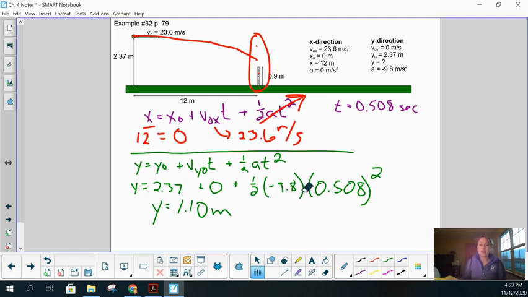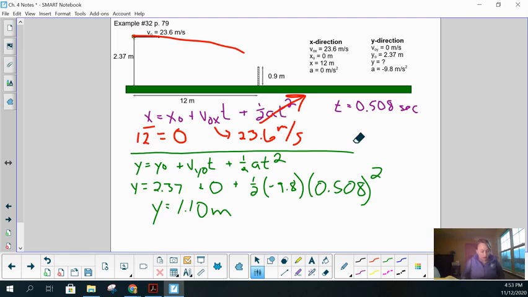We substitute in our acceleration. Notice that's negative. That's important. And our time. I am carrying an extra digit in my intermediary calculations of time just so that we have a little bit more accuracy. And the position of the ball is 1.1 meters above the ground. And so it does clear the net since the net is 0.9 meters high. And so the difference between the height of the net and where the ball is, is about 0.2 meters.